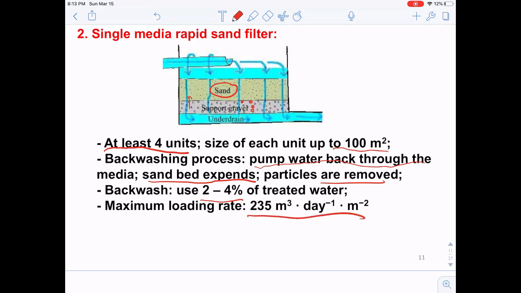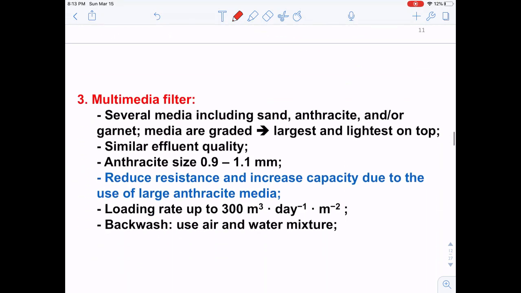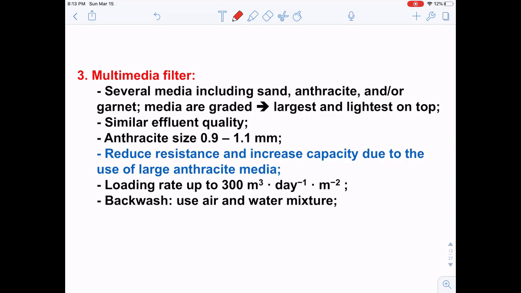And in terms of the maximum loading rate, it has to be smaller than 235 meter cube per day per square meter. So when we design the rapid sand filters, we need to make sure that the loading rate we calculated is smaller than this value.